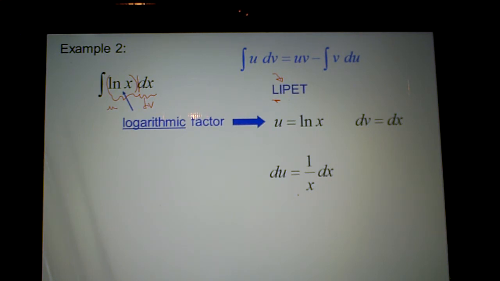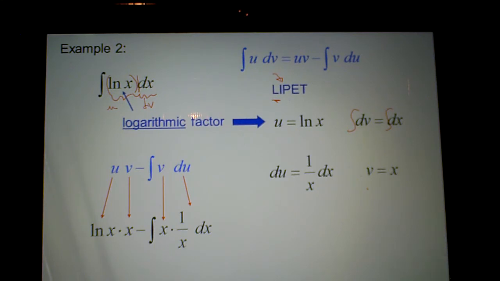Take dv, anti-differentiate this, and be careful. While the derivative of x is just 1, the antiderivative of x is not. The antiderivative of 1 is x. Now, I do technically have plus c's, but I'm going to wrap all my plus c's up at the end.